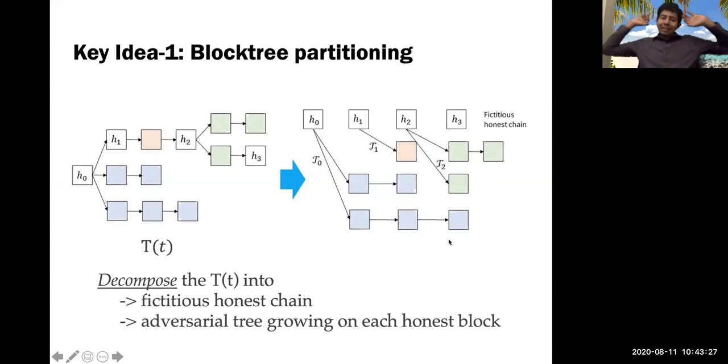Is this decomposition clear? You have the honest nodes. We're not claiming that the honest nodes have to form a chain, but we construct a fictitious honest chain. Then you have these trees growing under each of these honest blocks. A bunch of adversary blocks have gotten attached to that honest block, so we draw all those trees. We call this block tree partitioning. We partition the tree of blocks into a fictitious honest chain, which may not be a real chain, and a set of trees growing under each of these honest blocks.